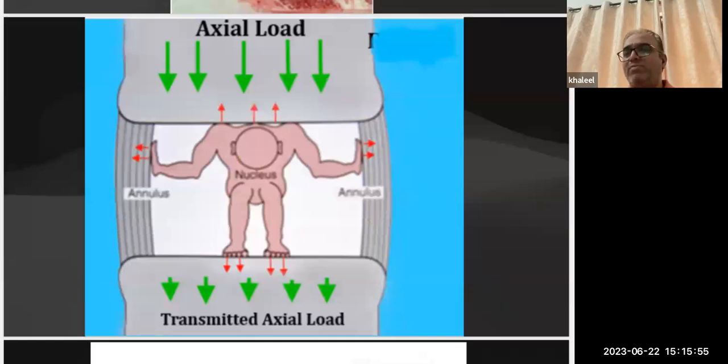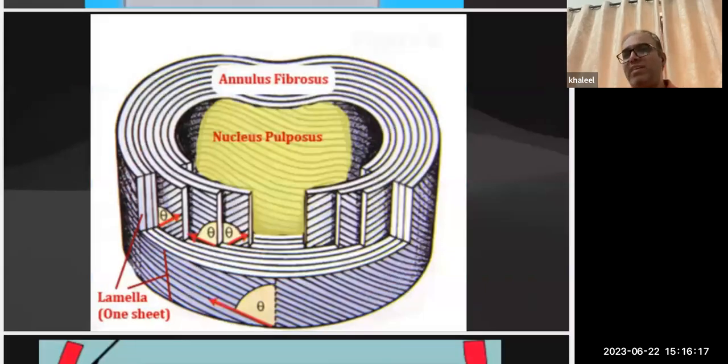The annulus is formed by different circular ring-like structures. One ring runs in a clockwise fashion, and the next one in an anti-clockwise fashion. This makes the annulus stronger. We'll see it in the next picture, this one. This is the nucleus pulposus inside, and the annulus fibrosus is outside.